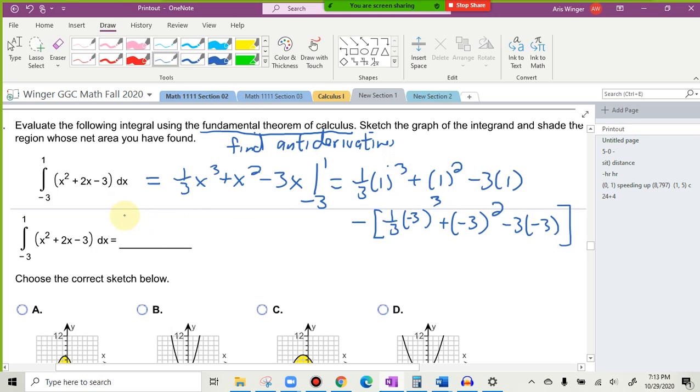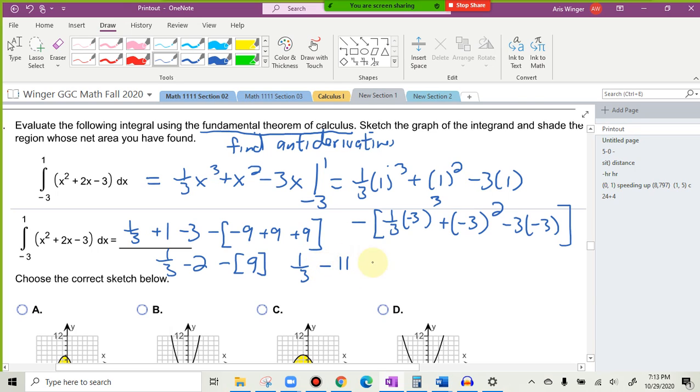So then that's going to be 1/3 plus 1 minus 3 minus negative 27, negative 9, plus 9, plus 9. 1/3 minus 2 minus 9. 1/3 minus 11. 10 2/3. Negative 10 2/3. Negative 32/3. Right, so just playing with all those fractions.